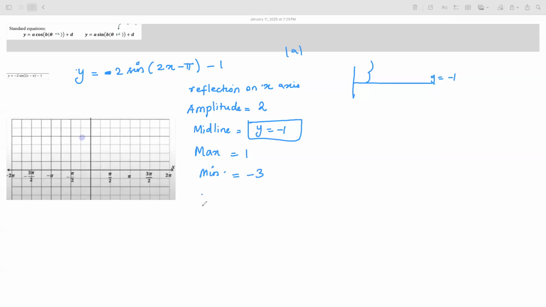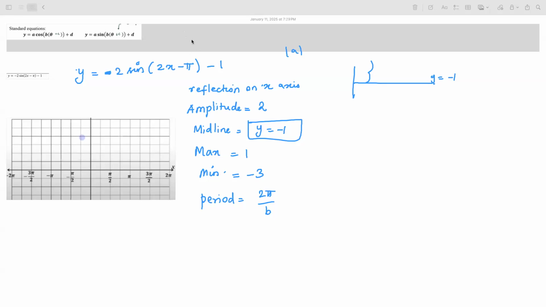What else we wanted? Period. Period is always for sine and cos 2 pi by b. For that, you need to understand what is b. What is the value of b in here? Be careful about these questions. Pi by 2? Isn't it just 2? Oh, wow. Good question. So this I want to discuss in detail.